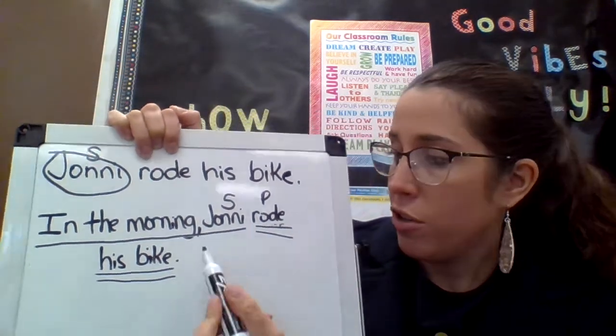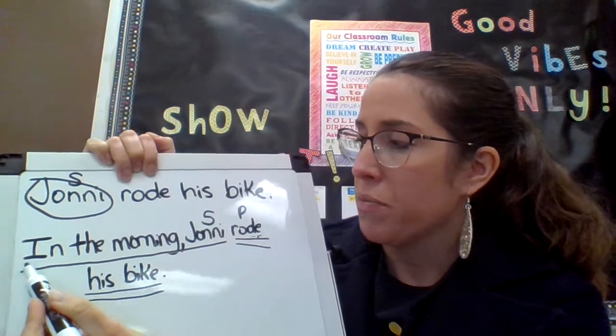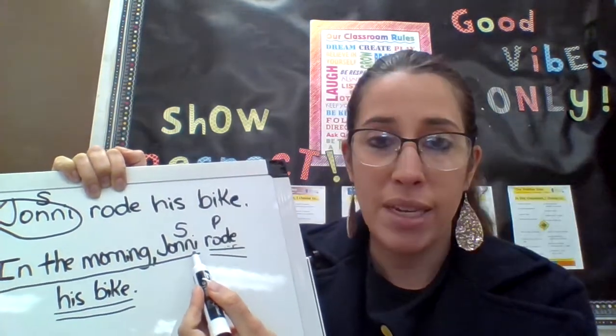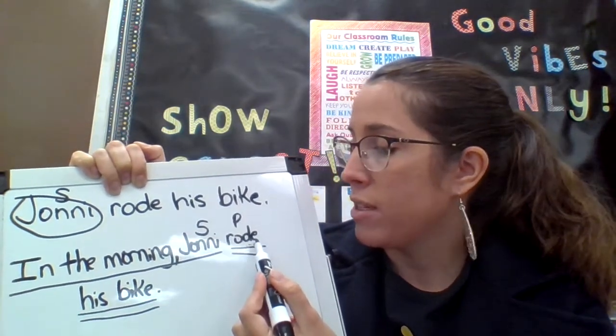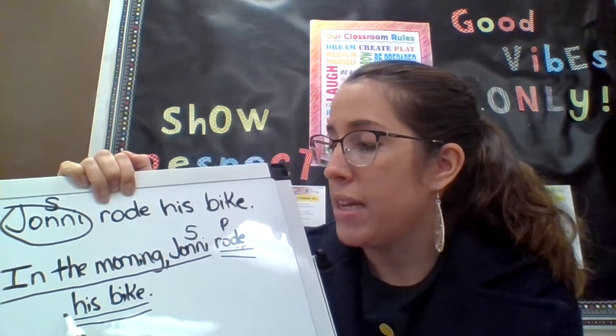So remember, Johnny is our simple subject. In the morning, Johnny is our complete subject. Rode is our simple predicate. Rode his bike is our complete predicate.